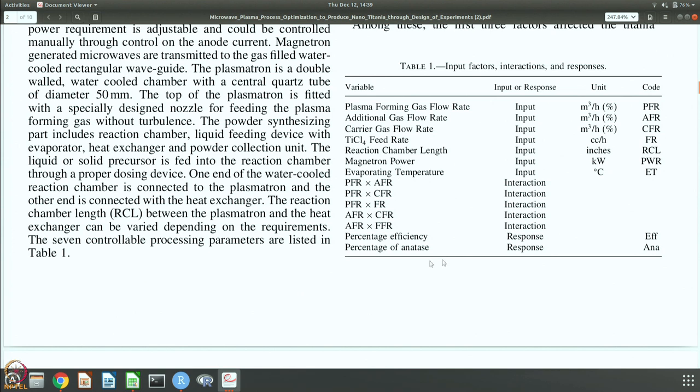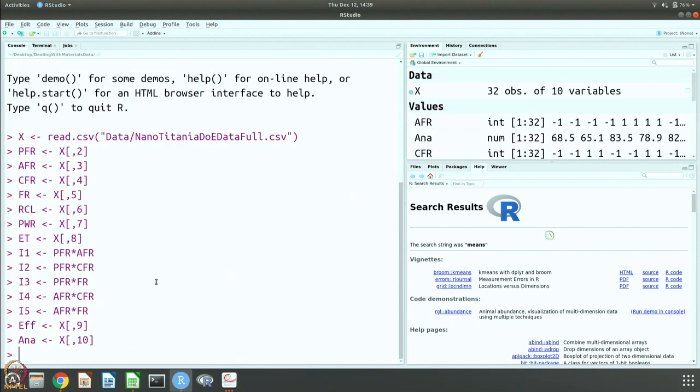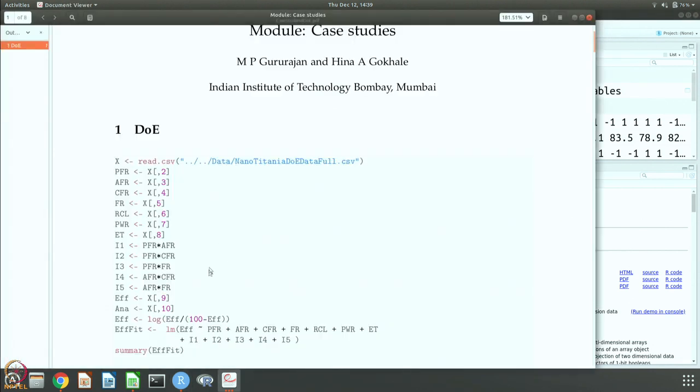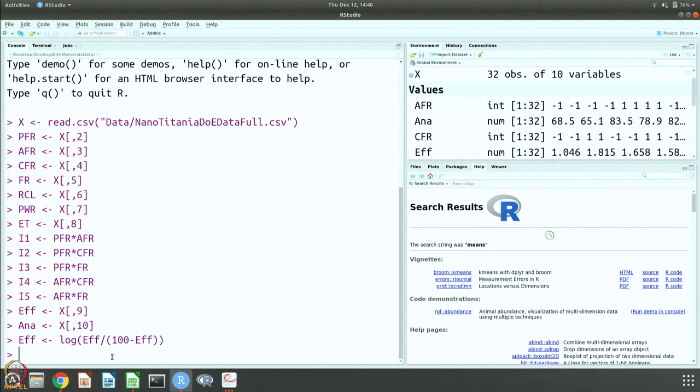So, 7 plus 5, there are 12 parameters, and the response is percentage efficiency and percentage annotate, which is what is given. So, once we have this, let us read and get this data. Once we have this data in place, then we can start our analysis. The first thing we want to do is the logit transformation, which is very important, and as you have learnt, if you do not do it in this case, you might get wrong results, like percentages which go above 100 and things like that.